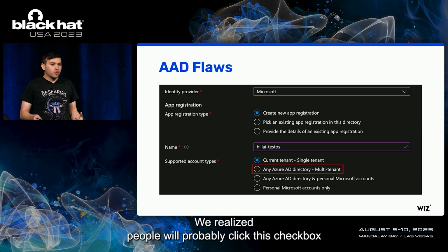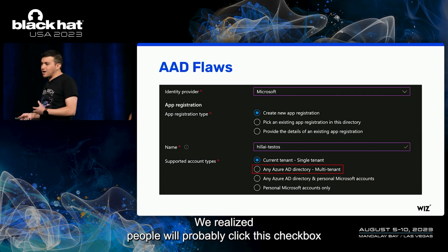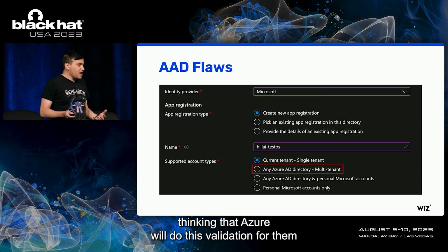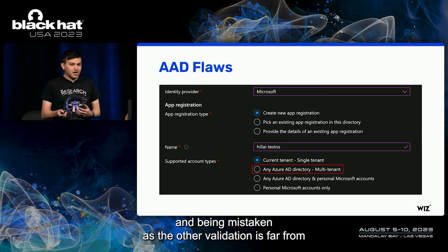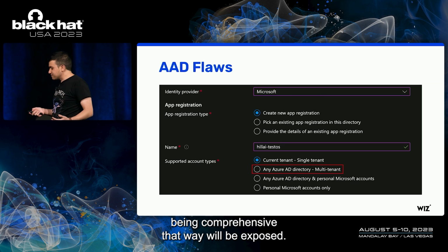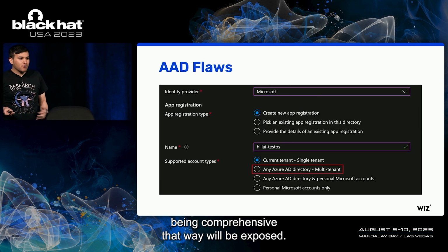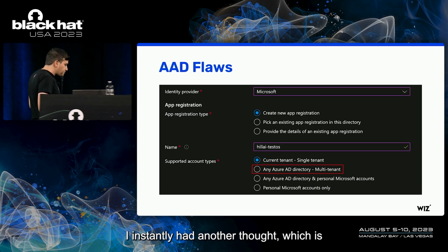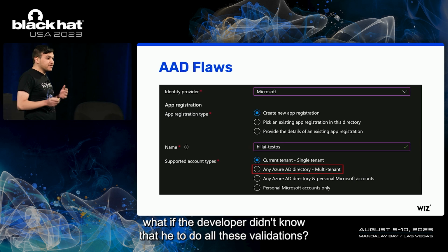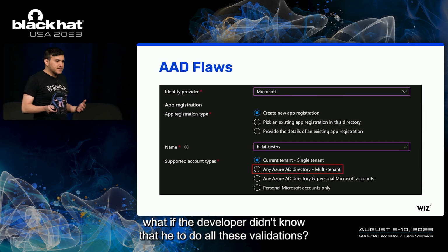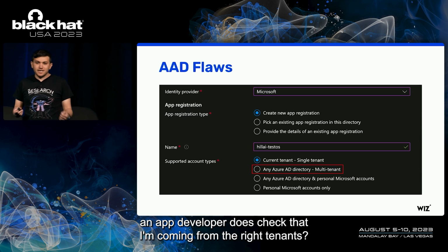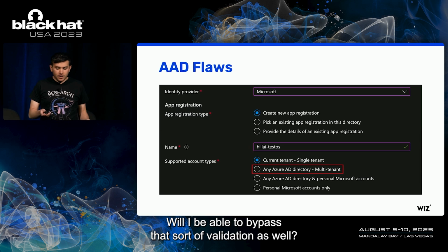We realized that people will probably click this checkbox thinking that Azure will do this validation for them, and being mistaken, as the Azure validation is far from being comprehensive. That way it will be exposed. But right after thinking this up, I instantly had another thought: what if the app developer did know that he has to do all these validations? And what if an app developer does check that I'm coming from the right tenant? Will I be able to bypass that sort of validation as well?